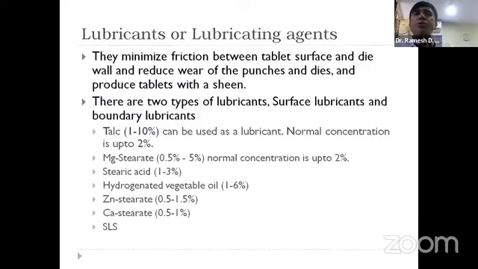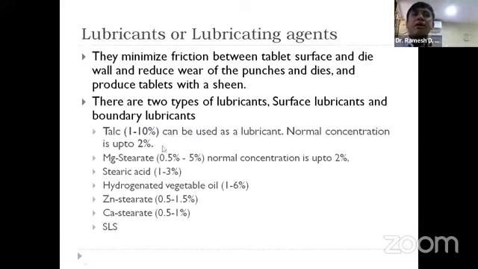Next is the lubricants or lubricating agents. They minimize the friction between the tablet surface and the die cavity. So during ejection, sometimes what happens is that your tablet sticks to the punch, to the inner wall of the die. If the friction is high, then there are chances of generation of rings or scratches on the die wall, or sometimes the breaking of the tablet. So to facilitate ejection, the friction between the die cavity and the tablet surface should be minimized. To minimize that, we are using lubricants.